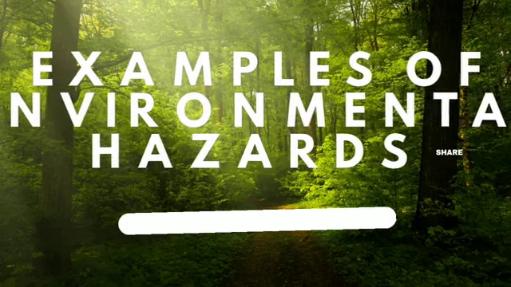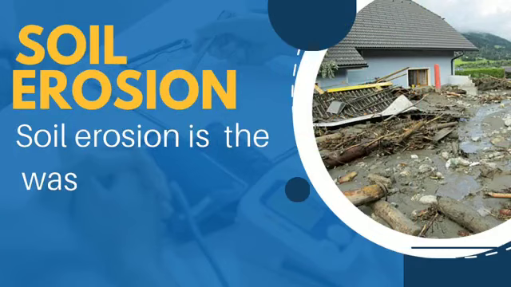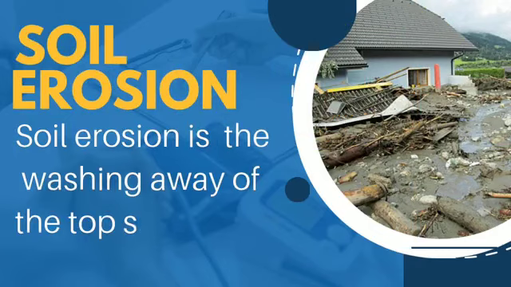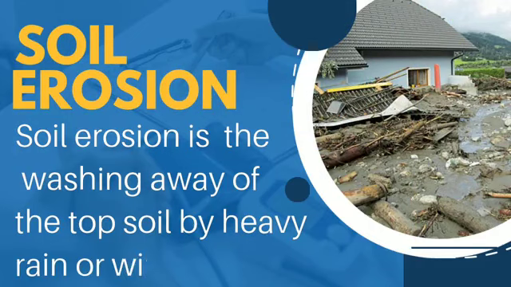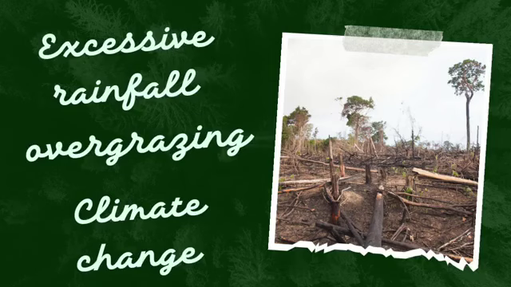Causes of soil erosion. Some of the causes of soil erosion include: 1. Excessive rainfall. 2. Overgrazing. 3. Climate change. 4. Human activities such as construction, mining, faulty farming system, high crop intensity. 5. Landforms. This refers to the slope of the land. And 6. Bush burning. These are some of the factors that can cause soil erosion.